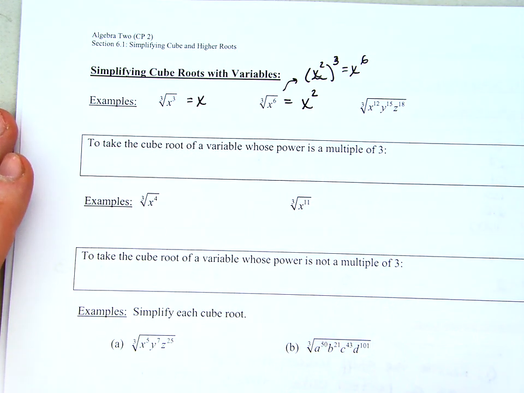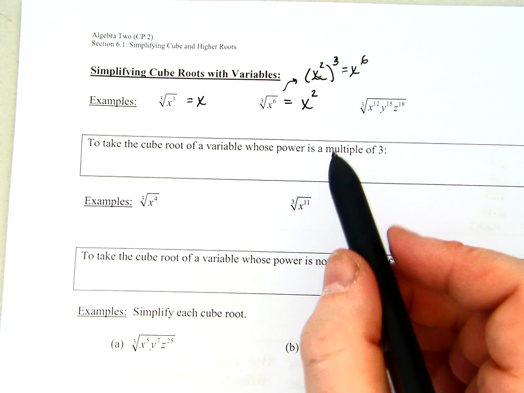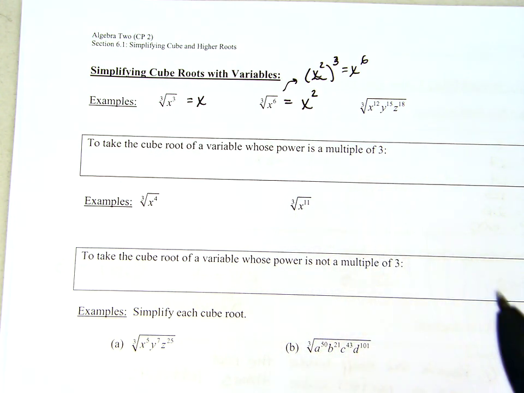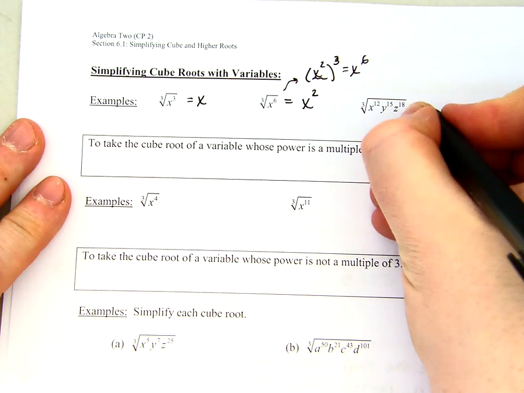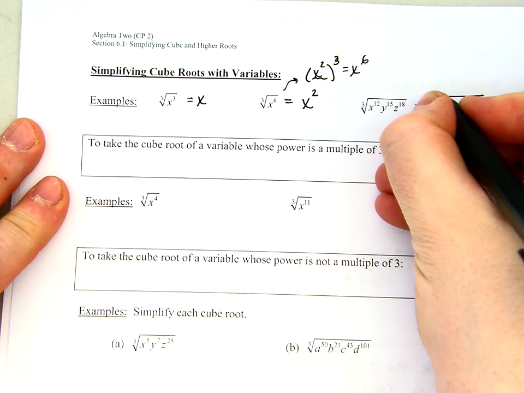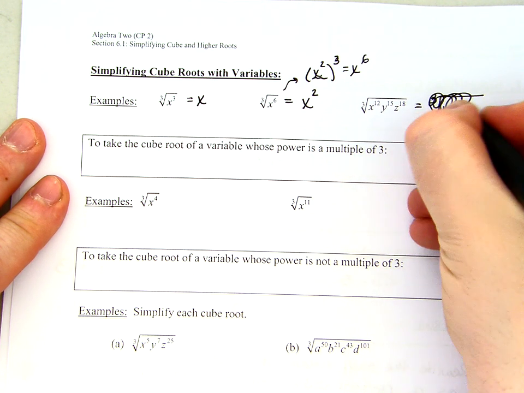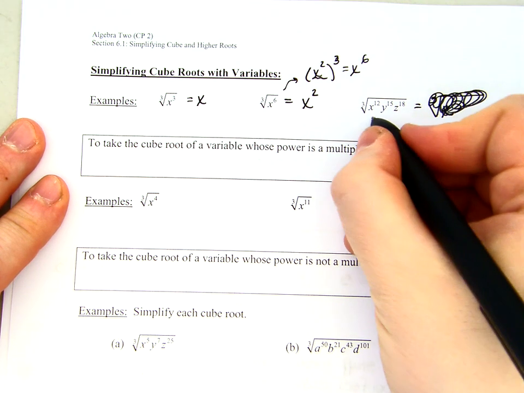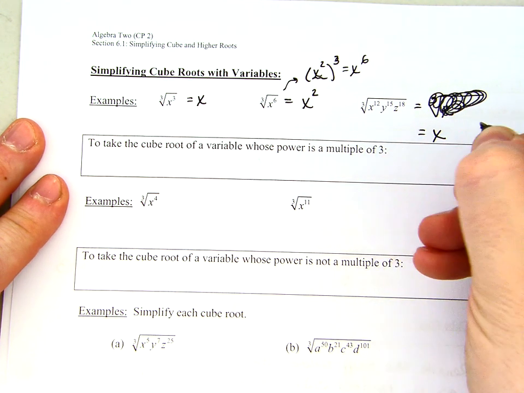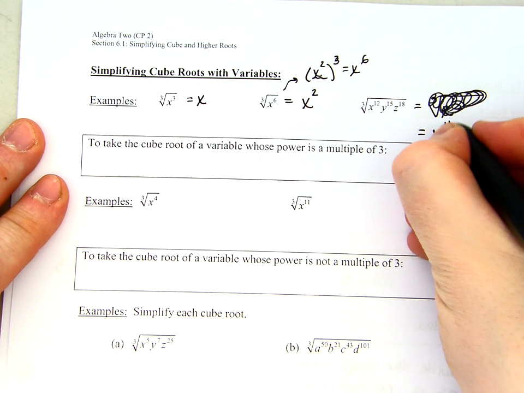What is your shortcut that you're really just doing to the power? I'm doing some division here. With our square roots, we divided by 2. Well, with cube roots, we're dividing by? Well, that should make a whole lot of sense, dividing by 3. So over here, cube root of x to the 12th is x to the 4th, because we're dividing the power by 3.